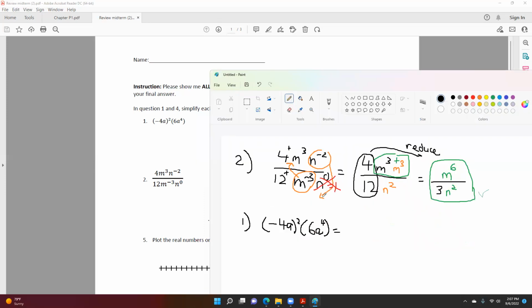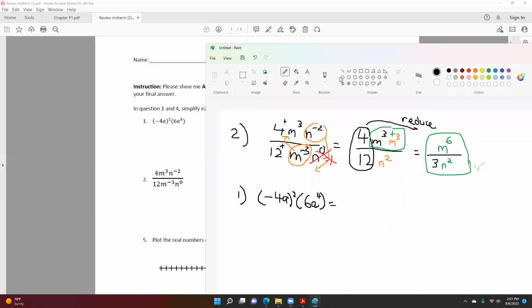How do you do question number 1? Now, there are a few ways to do it. One way I will do it this way. Some students like it this way. The square here stands for you just need to duplicate this twice. So you take negative 4a times negative 4a, because square means twice. And then you multiply this with 6a to the 4, because that one doesn't have a power on it, like the number outside here. And what you do with this kind of question is for numbers, we multiply them.